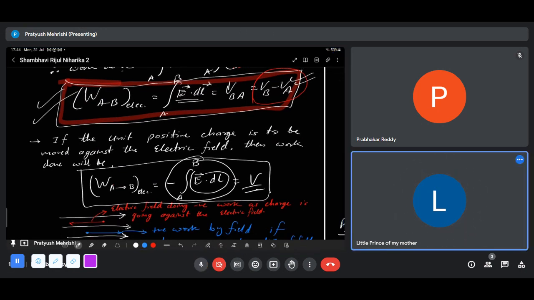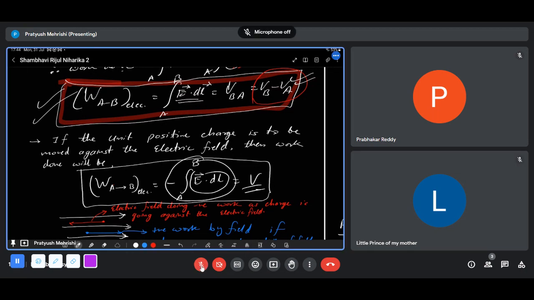Now, see now, the difference of potential was what? The difference of potential was the work done by external force, not by the electric field. It was the work done by external force. Therefore, the work done by external force will always be negative of the work done by the electric field.